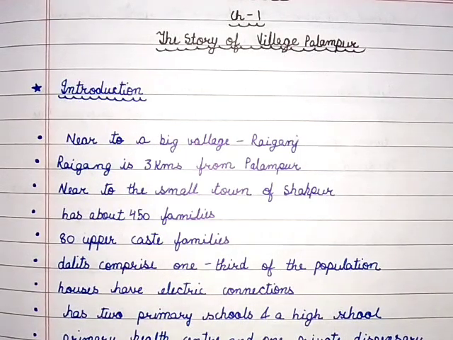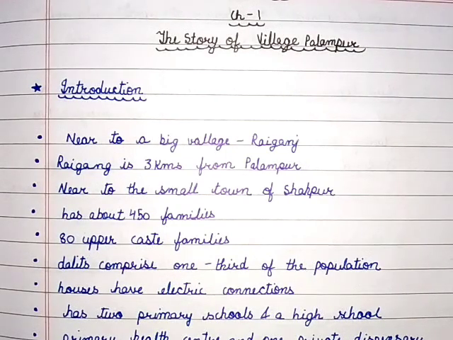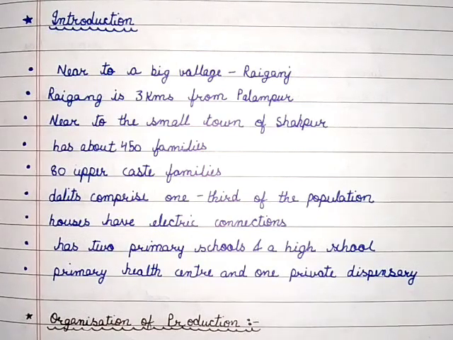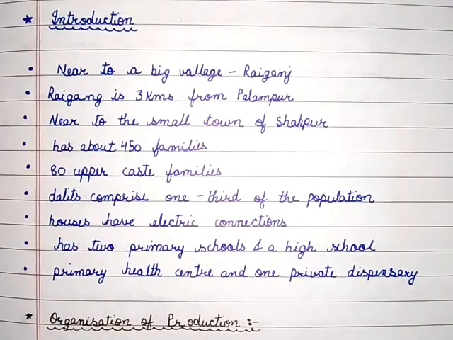Introduction. Near to a big village, Raiganj. Raiganj is 3 kilometers from Palampur. Near to the small town of Shahapur. Has about 450 families, 80 upper caste families. Dalits comprise one-third of the population. Houses have electric connections. Has 2 primary schools and 1 high school. Primary health center and 1 private dispensary.